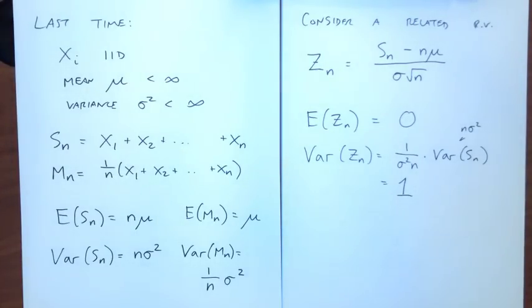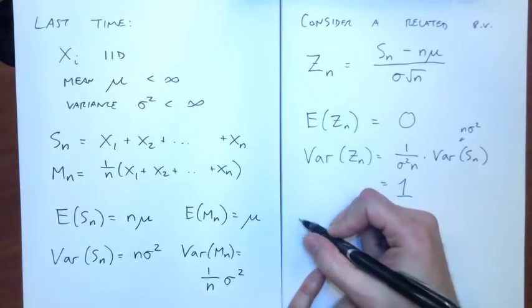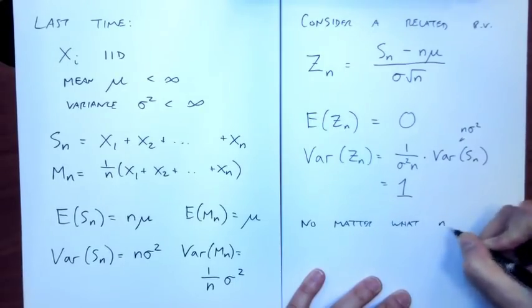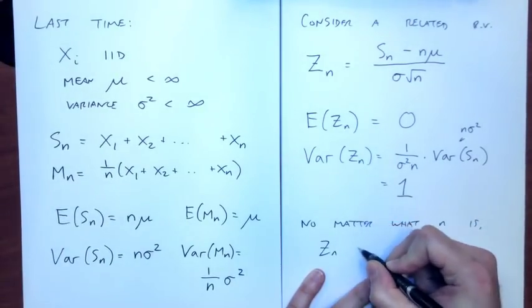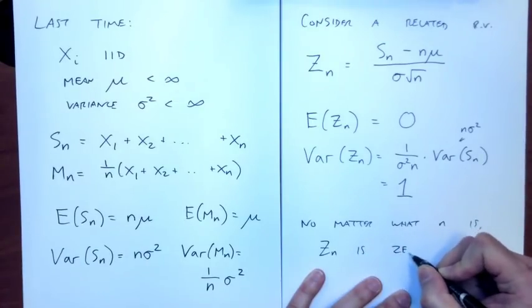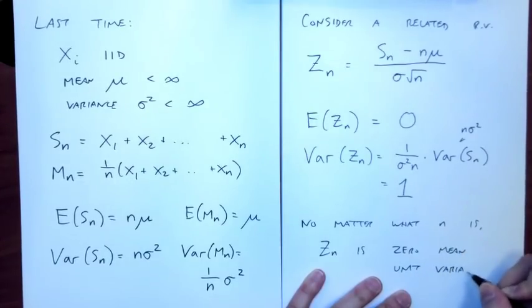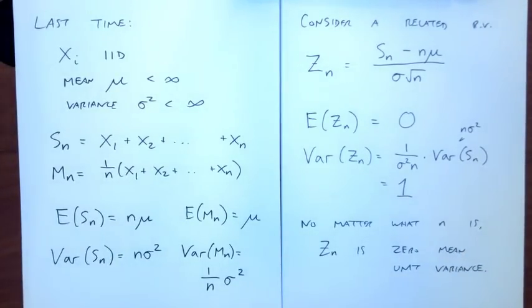Okay? So this is a specially constructed random variable so that for any number n of things I add up, I've got a zero mean, unit variance random variable. In some sense, Zn is a well-behaved random variable. So no matter what n is, Zn is zero mean, unit variance. Okay? So, comments or questions so far?